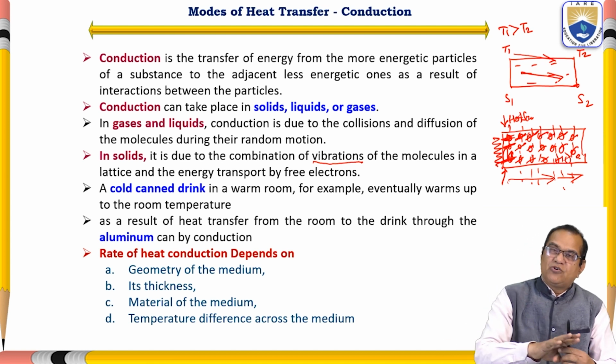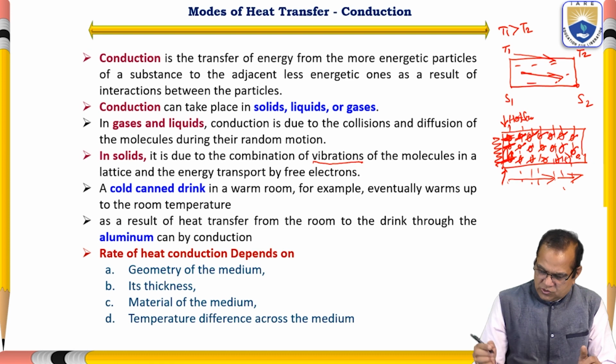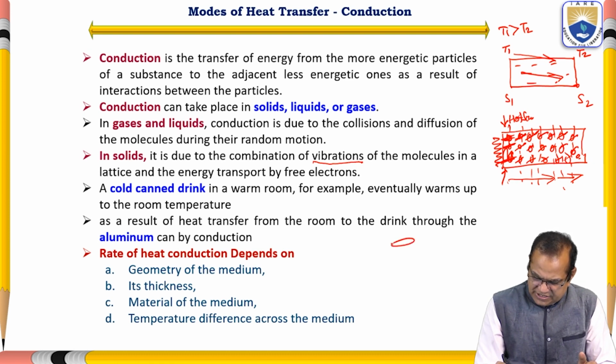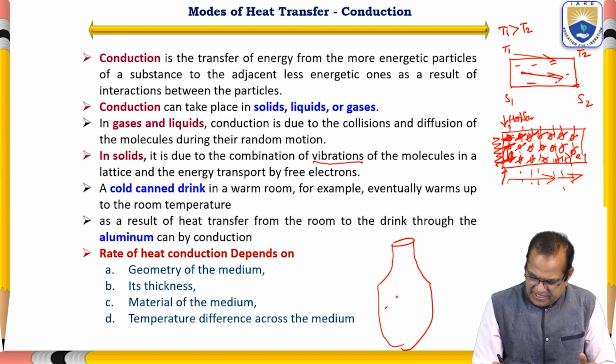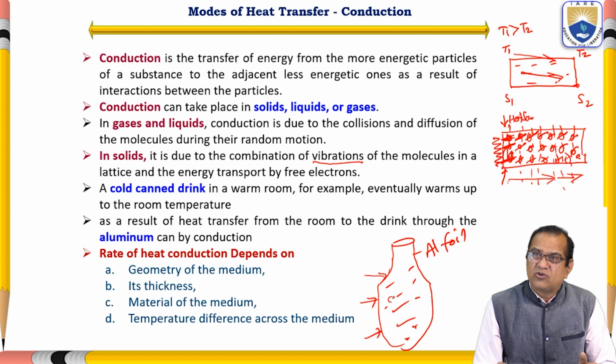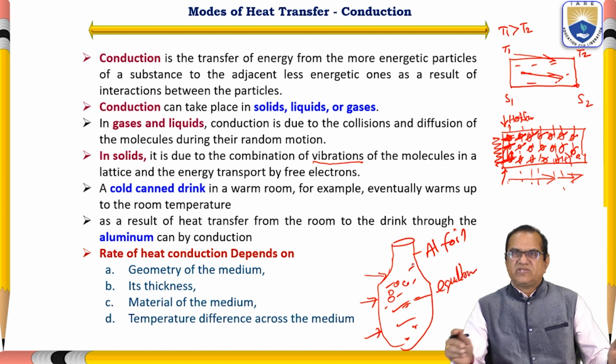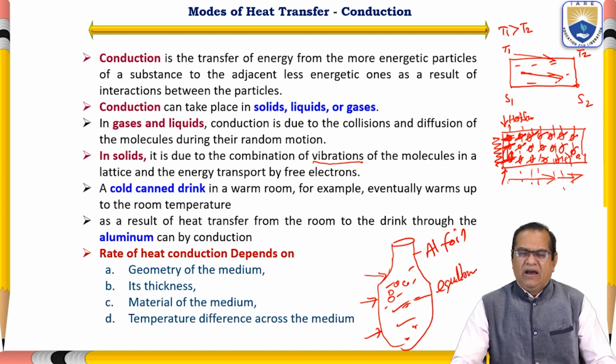So here the liquid is inside the cold drink. This is the cold drink bottle, here is your liquid and this is the aluminum foil. The temperature here is cool. So heat will go from the atmosphere through this aluminum, and this temperature will come to equilibrium with the temperature of the room.